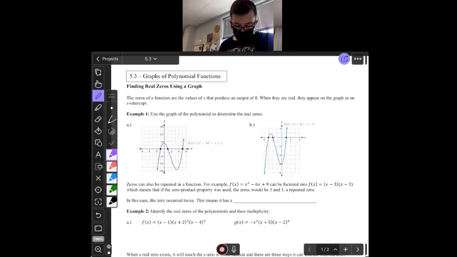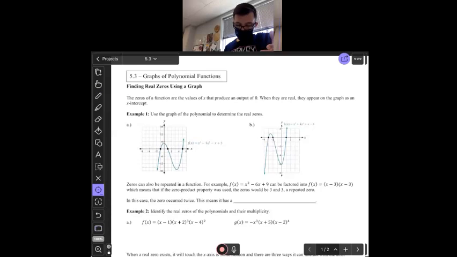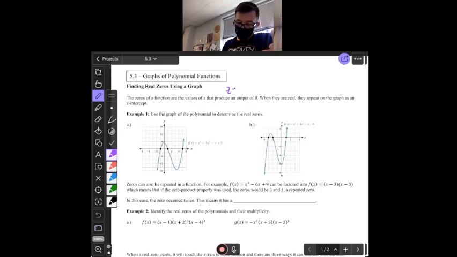All right, so looking at finding zeros using graph, okay? A zero is the value of x that produces an output of zero. Okay, so it's the x value that makes y zero. So if you think about what a zero is, whatever the x value is, that gives you a y of zero.